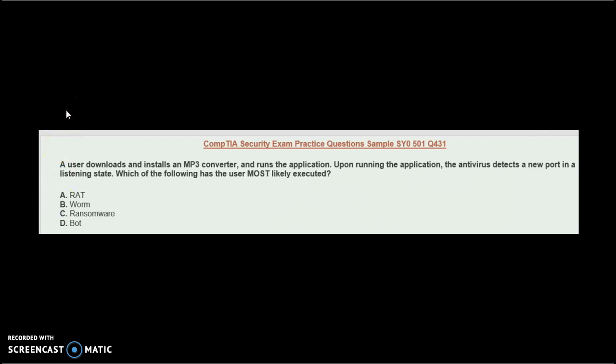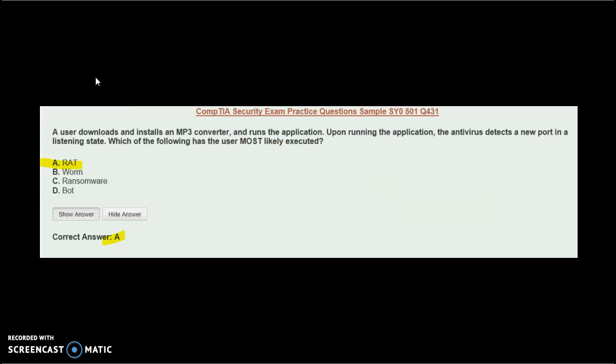A user downloads and installs an MP3 converter and runs the application. Upon running the application, the antivirus detects a new port in a listening state. Which of the following has the user most likely executed? And that is RAT, a RAT. Remote Access Trojan.